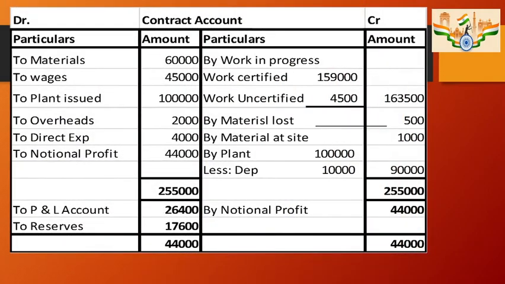Contract account, debit, credit. You are all aware, this side will be the expenses. To materials. Materials is given 60,000, that is 60,000. To wages 45,000. Then plant issued is 1 lakh. Then overhead is 2,000 rupees. Then they are given the direct expenses also, that is 4,000. Okay, this side by work in progress. So how this work certified is calculated, that I will show you in my next slide. Then we will again come to this slide.